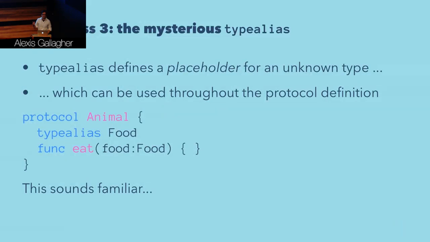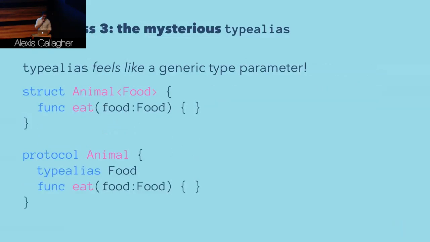So I can say, well, there's some type called food, but I don't know yet. And whatever type wants to be an animal, it needs to have a function eat, and that function means you need to eat this food type that's your preferred food. And this requirements-defining role of a type alias is intriguing because it sounds a bit familiar, doesn't it? You look at this and you think, well, type alias, the identifier that I name with a type alias, it feels a lot like a generic type parameter.